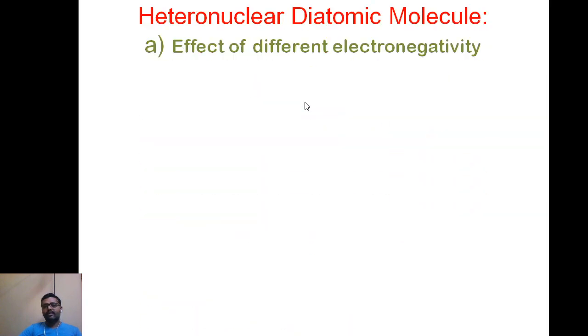These points are included in your syllabus. Therefore, focus on the heteronuclear diatomic molecules, which are different from the homonuclear diatomic molecules. First is the effect of different electronegativity. Different atoms have different electronegativity, which affects the molecular orbital energy level diagrams.